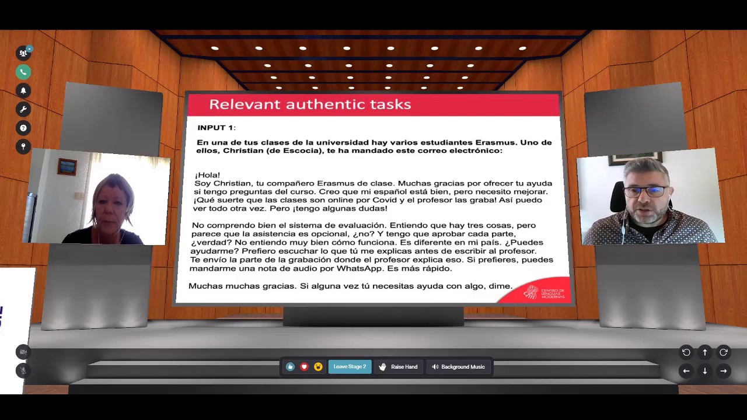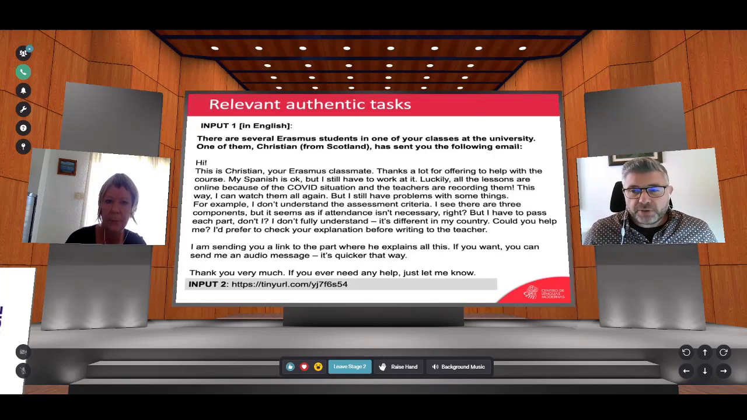Here are the instructions in Spanish because the task was first developed for the Spanish text, but from the translation in English, here you go. You can see that the test taker receives an email from the classmate explaining the situation, thanking in advance for helping them, asking for clarification on what they have understood from the recording, on assessment criteria of the course in this case. And then also the audio input, which is the clip of the recorded session.